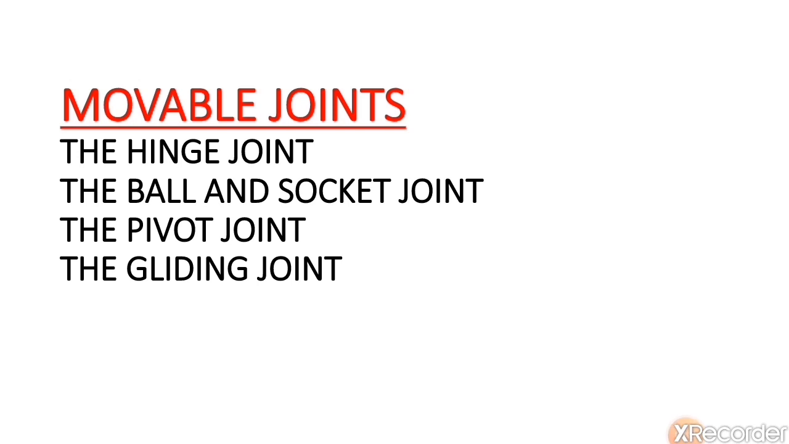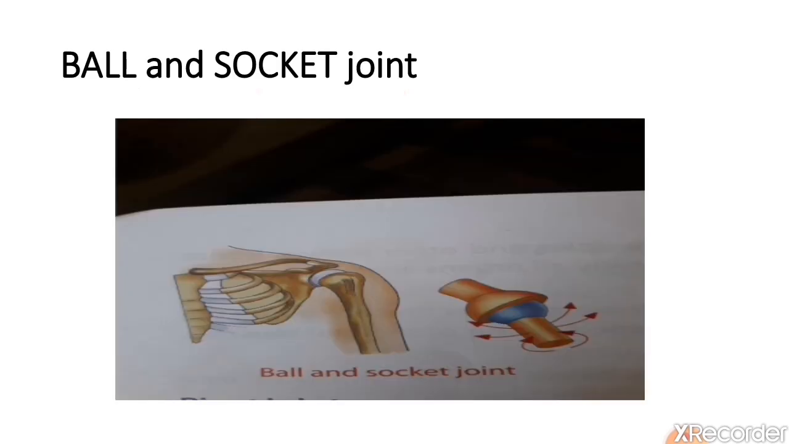In the mind map, the second is given of joints. Okay, so we know there are two kinds of joints present in our body: immovable and movable. Immovable, we have seen in the skull, the lower jaw is movable. Now here we will discuss the four different kinds of movable joints. These are the hinge joint, ball and socket joint, pivot joint and gliding joint. Let's start with the ball and socket joint.